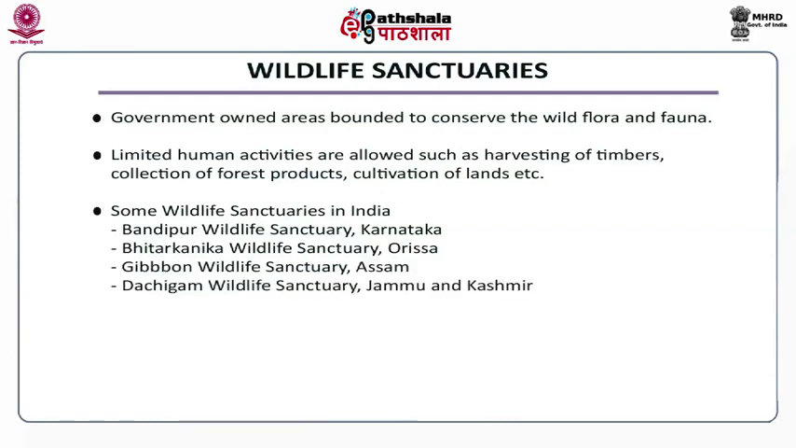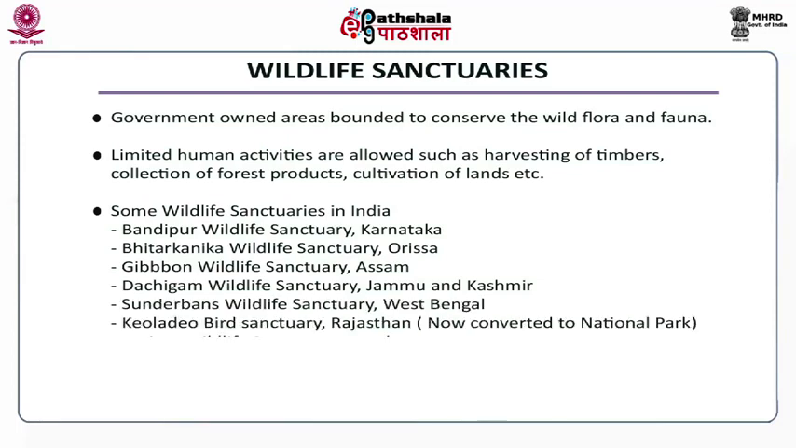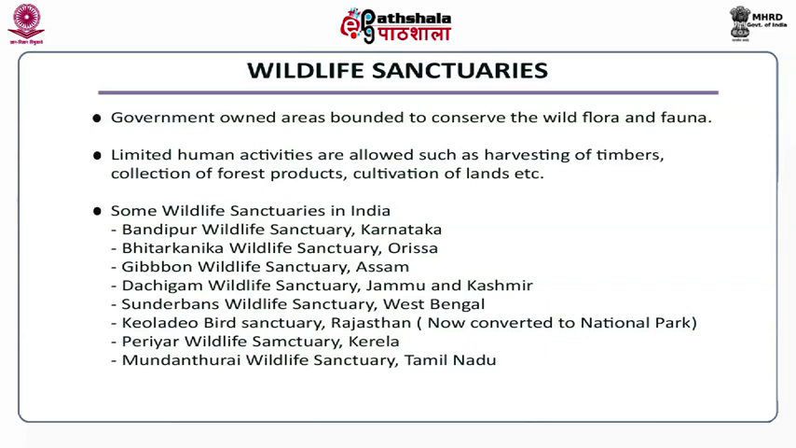Some wildlife sanctuaries in India are Bandipur Wildlife Sanctuary in Karnataka, then Bhitarkanika Wildlife Sanctuary in Odisha, then Gibbon Wildlife Sanctuary in Assam, then Dachigam Wildlife Sanctuary in J&K, Sundarbans Wildlife Sanctuary in West Bengal, Keoladeo Bird Sanctuary. It has now been converted to a national park. Earlier it was called Ghana Bird Sanctuary. Then Periyar Wildlife Sanctuary in Kerala, and then Mundanthurai Wildlife Sanctuary in Tamil Nadu. This is a small list. India has about 350 wildlife sanctuaries.